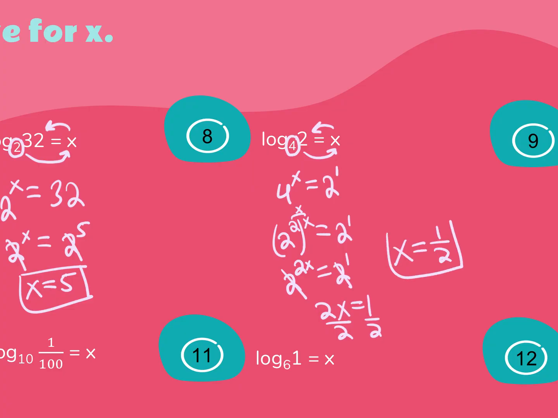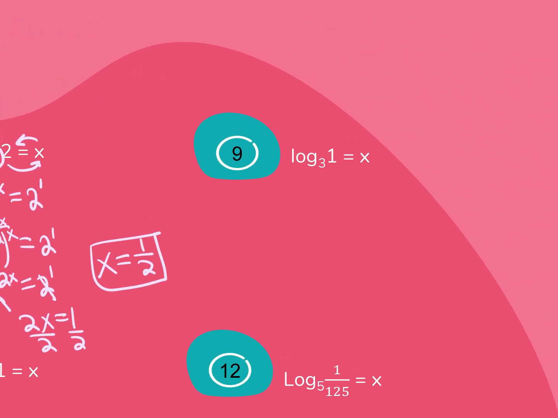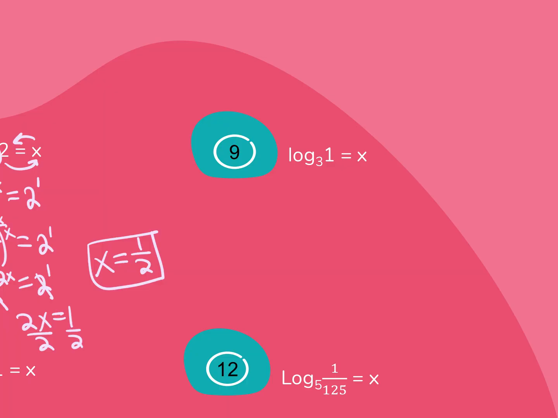You guys hopefully see, once you convert it to an exponential equation, it's exactly the same as the previous lesson. Let's try the same thing with this one. Again, convert it. I have 3 to the power of x equals 1.